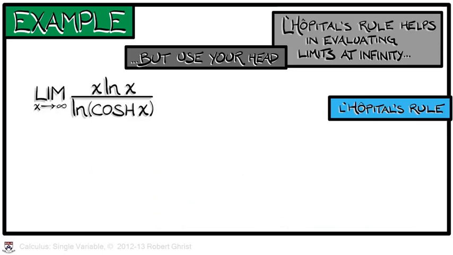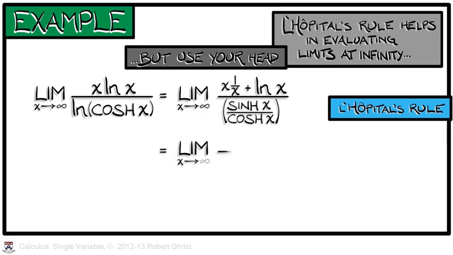Consider the limit of x times log of x over log of the hyperbolic cosine as x goes to infinity. I'm going to let you do the work to apply l'Hôpital's rule and see what we get. What we're going to get winds up looking a little complicated. Fortunately, there's a hyperbolic tangent involved, which allows us to use our previous result to say that the numerator is going to infinity while the denominator goes to 1.